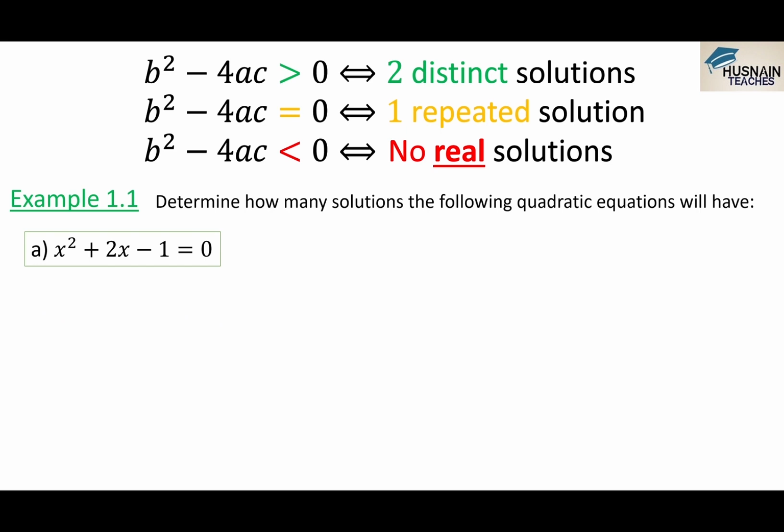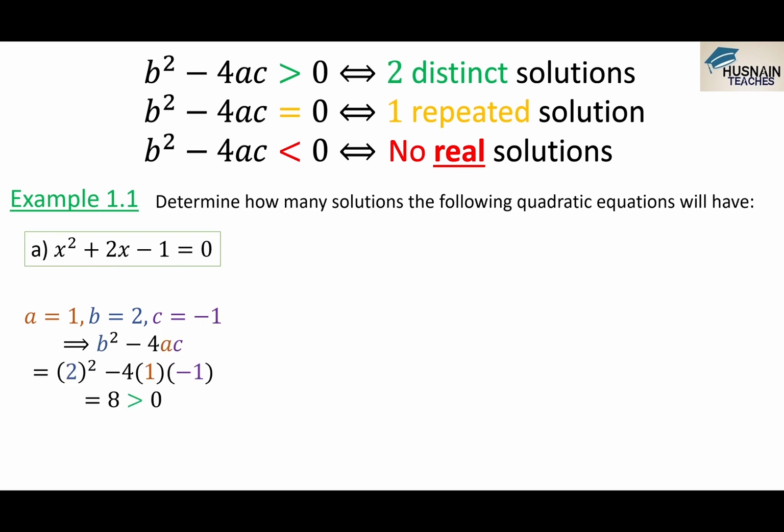Okay, let's try and put this into practice. Let's do a few examples. We'll start off with x squared plus 2x minus 1, and of course as always, if you're feeling confident, go ahead and try these yourself, and try to get to the solution before I get there. The first thing we're going to do is write out separately what each of the values are. So a equals 1, b equals 2, and c is of course minus 1. Substituting the numbers in, we get 8, which is definitely bigger than 0. Therefore, we must have two distinct solutions for this particular quadratic.